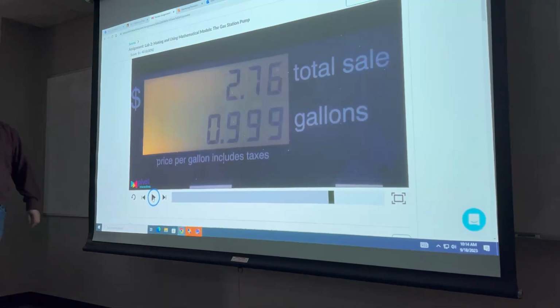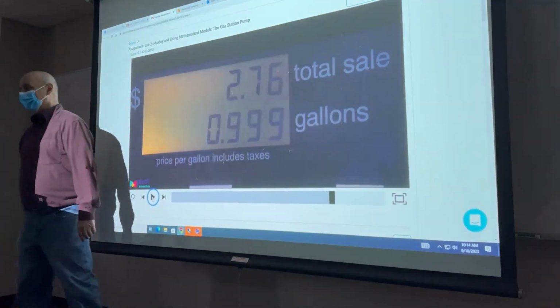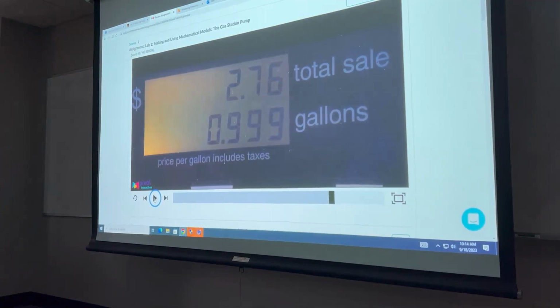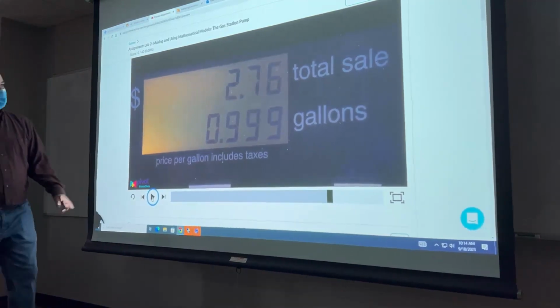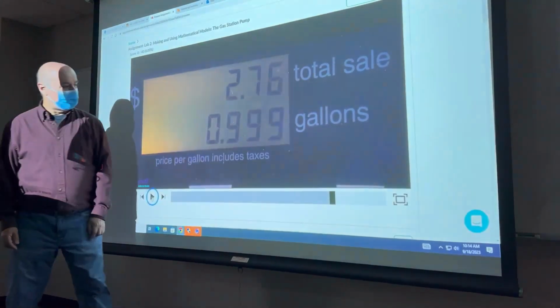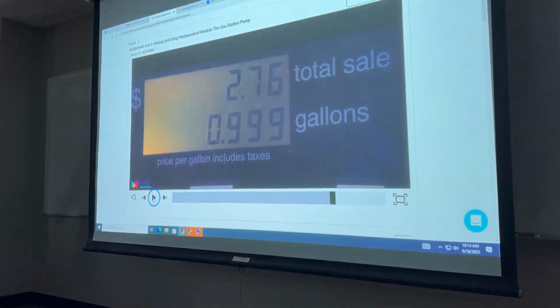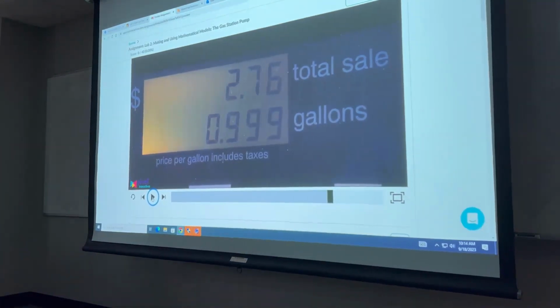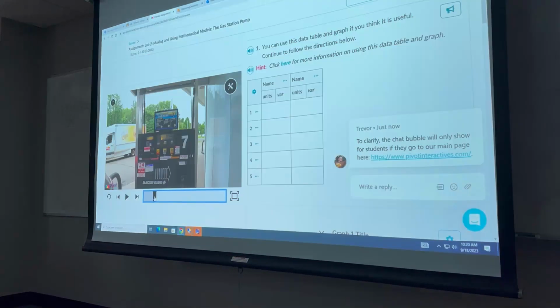So it looks like $2.07. Oh my God, this must be ancient history. Right now it's like almost 4. Yes, so it does. $2.76 per gallon. Okay, so we discovered that we can actually do that. So, okay. So we're going to start.